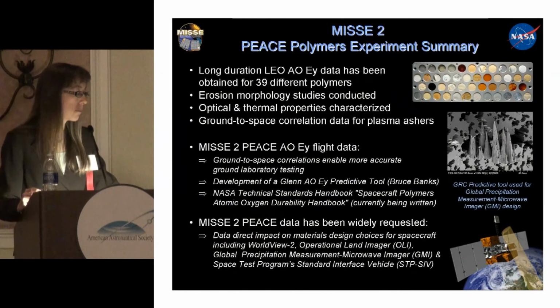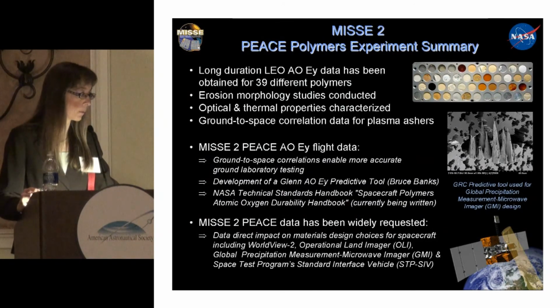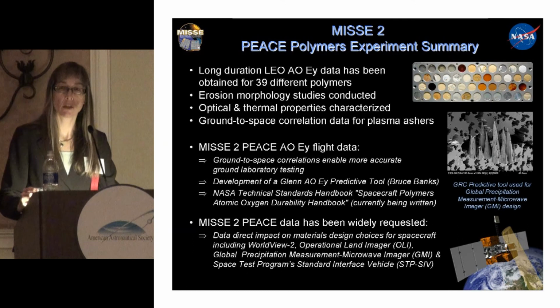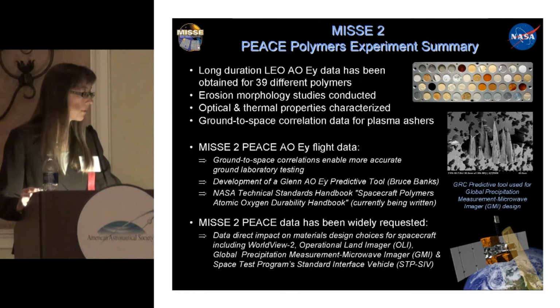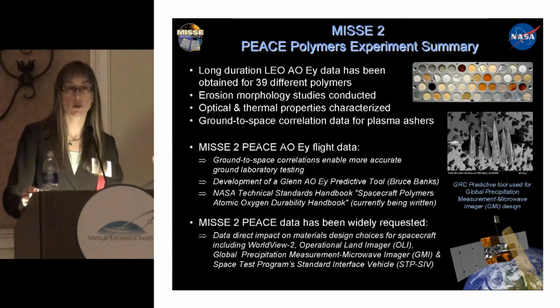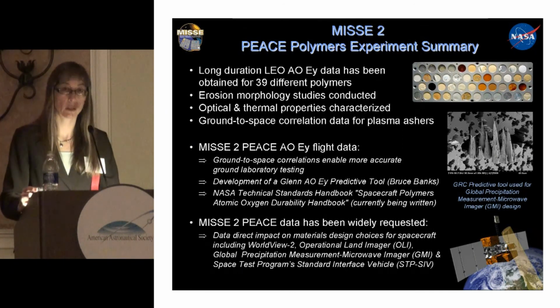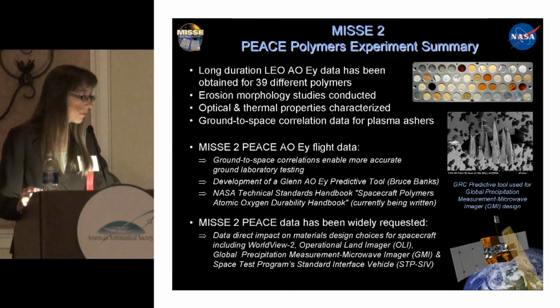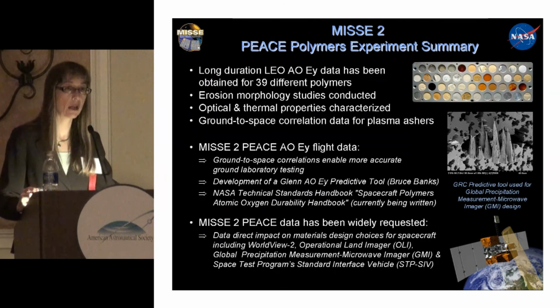So in summary, for the PEACE Polymers experiment, we did obtain erosion yield data for the 39 different polymers. We did conduct erosion morphology studies, but we also did obtain optical and thermal properties of all these different polymers. And we have conducted some ground-to-space correlation tests to get correlation data for plasma ashers, which are systems that are often used for atomic oxygen durability testing on the ground. Our flight data has allowed us to have ground-to-space correlation factors, which enable more accurate ground laboratory testing.